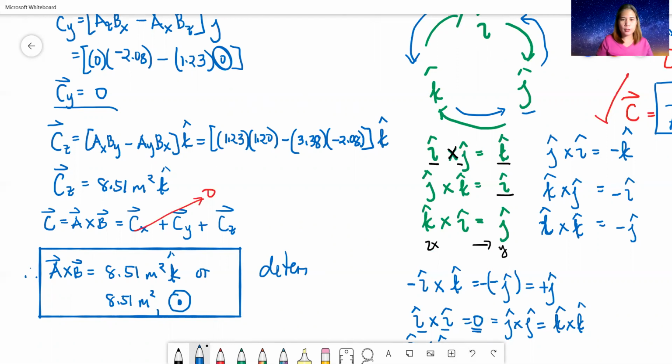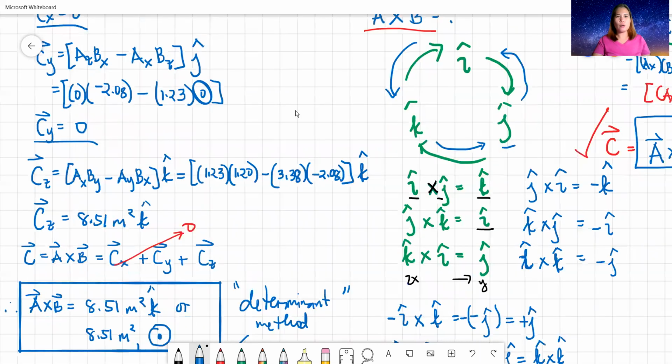When we use the determinant method in the other video, I don't know if nauna nyo ba yung tingnan kaysa sa dito. So using the determinant method, we still arrive at this answer. So since we have used two methods already, with these two vectors na naka-component, and then we arrive at very similar answers, then it is safe to declare that the answer is accurate.